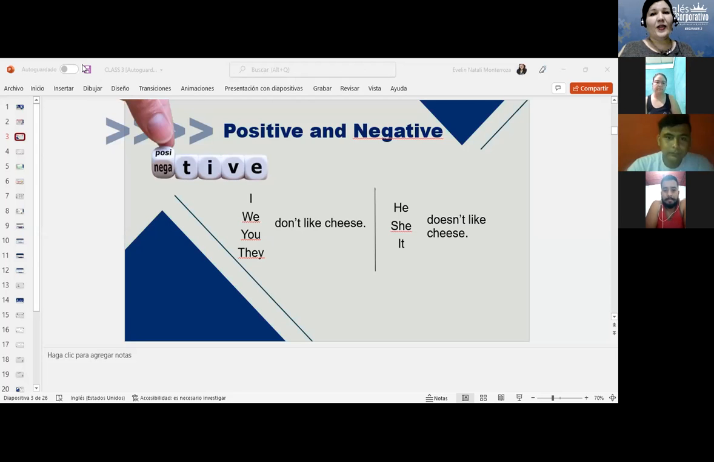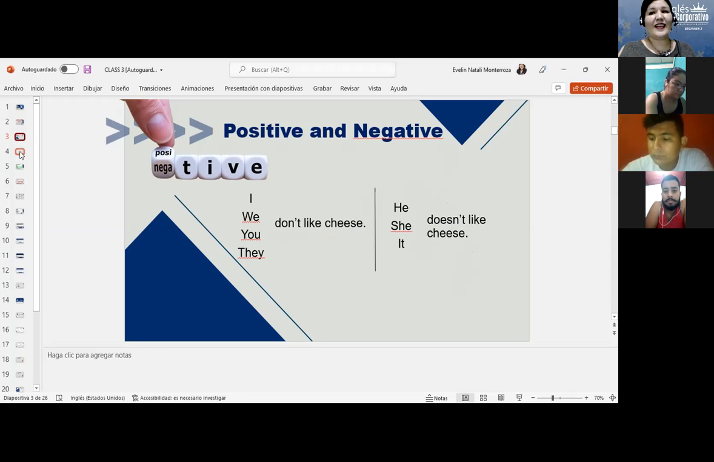As you can see here, we have affirmative sentences and we also have negative sentences. Here we have, I don't like cheese, right? This is an affirmative sentence with present simple. A negative sentence with present simple, and we use don't. But for the negatives, with he, she, or it, we use doesn't, right? So that is maybe something that you studied before, right?